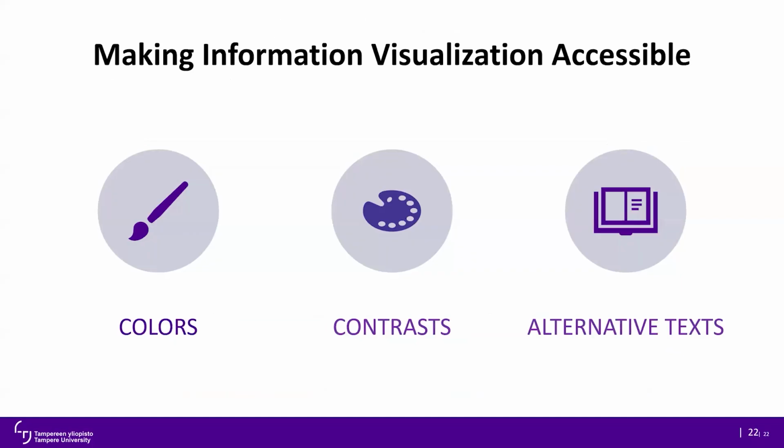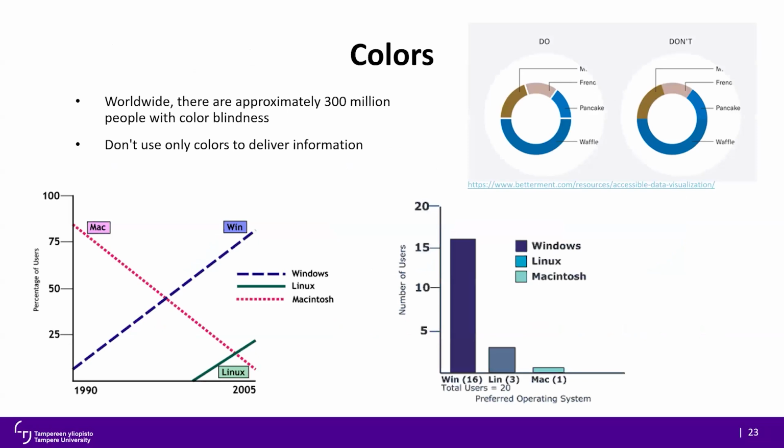Let's then have a very practical viewpoint. What are the easy means to make information visualization accessible? They are not anything surprising: colors, contrasts, and alternative text. If you think of colors, worldwide there are roughly 300 million people with color blindness.